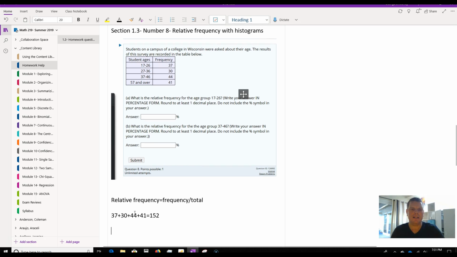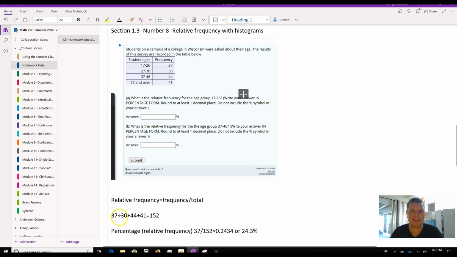Now, to get the relative frequency, or percentage, which is just a relative frequency times 100, we're looking at 17 to 26, so it's 37 divided by 152. That'll equal 0.2434. So what is that? That's 24.3%.